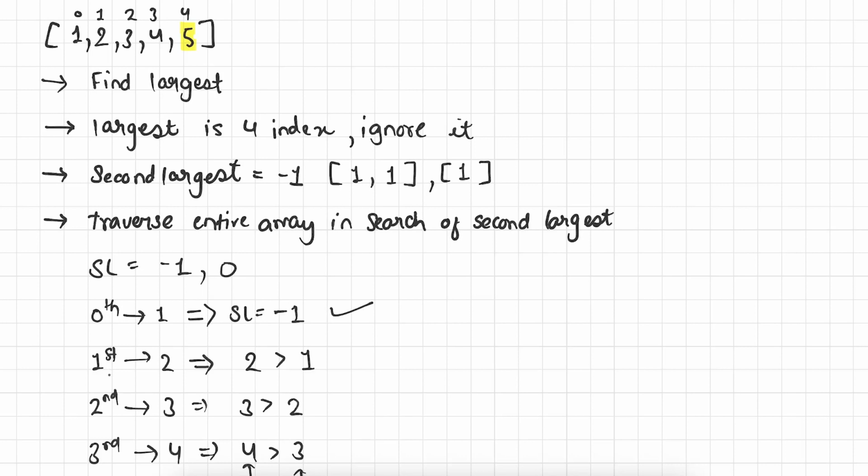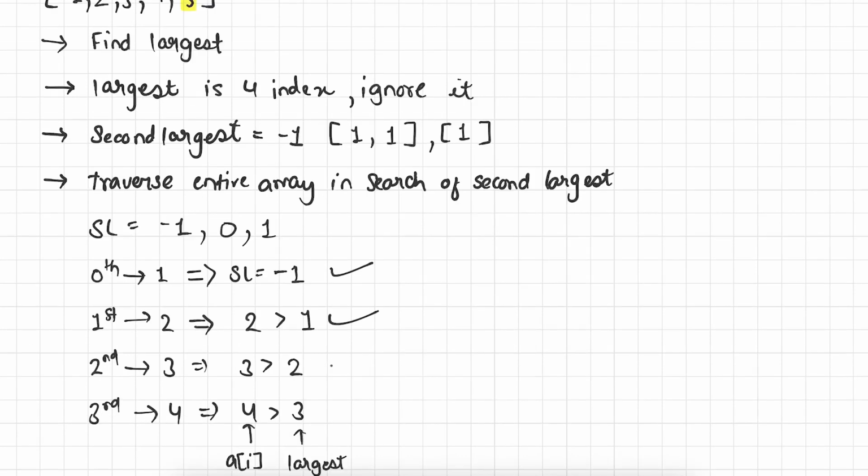Now we move to the second element at the first index, and it is 2. We check if 2 is greater than 1, the number at the 0th index, and this time 2 is greater. So we simply update the value of SL to 1. It means the second largest element we got so far is at index 1. We do the same thing with the next numbers as well, so we finally get our second largest number as 3.